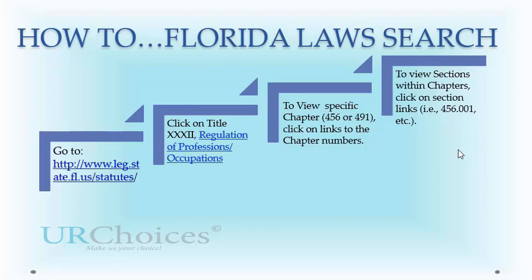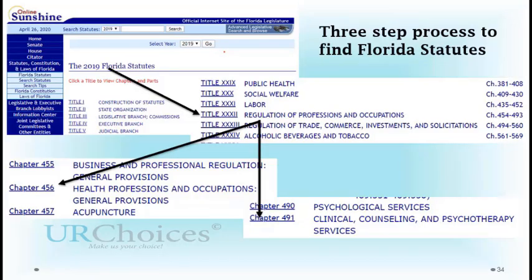When that opens up, you will find a number of numeric chapters listed. Our concern for today is chapter 456 and 491. This is a screenshot of the site for the Florida statutes. The three-step process to find Florida statutes 456 and 491 is as follows.